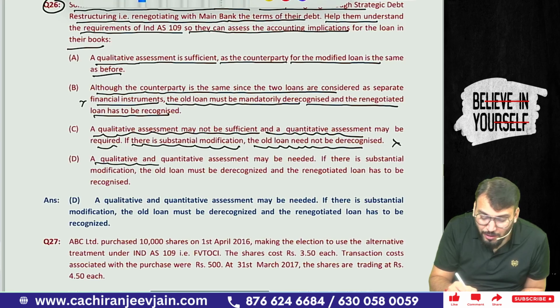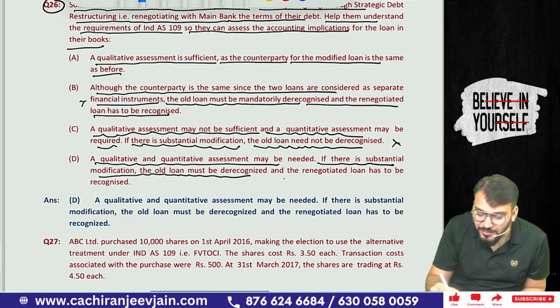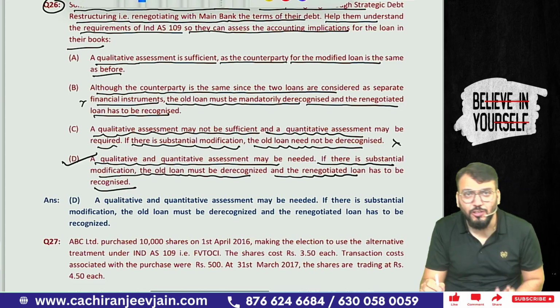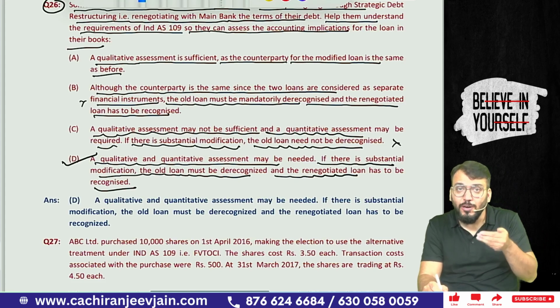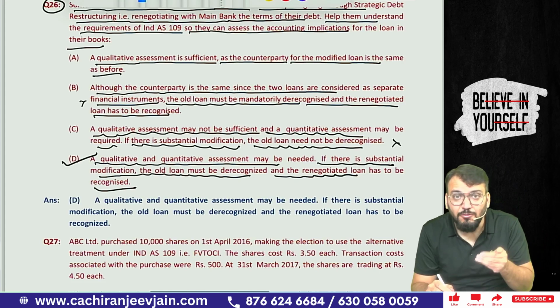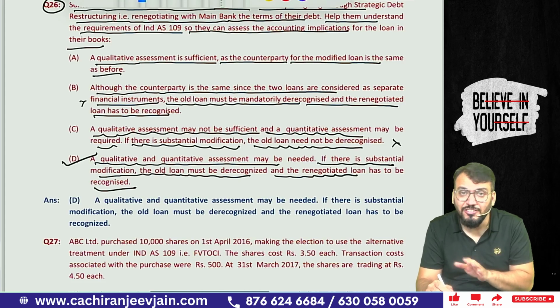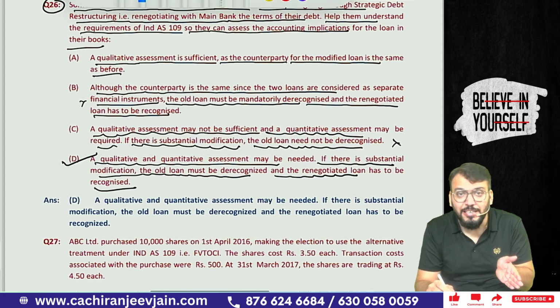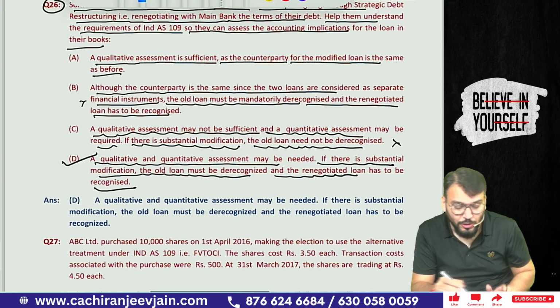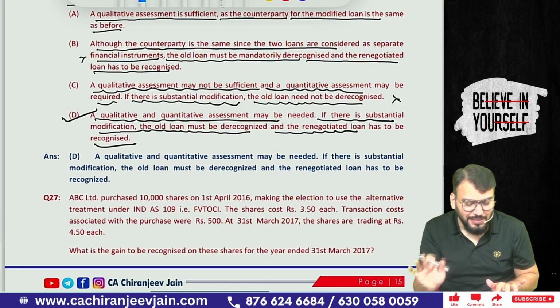A qualitative and quantitative assessment may be needed. If there is a substantial modification, the old loan must be de-recognized and the renegotiated loan has to be recognized. This option D is correct because, if you remember, whenever modified terms are substantially different, we follow extinguishment accounting. In that case, we de-recognize the existing liability and we recognize the new liability at fair value. So option D is correct. Got this point? I think correct.